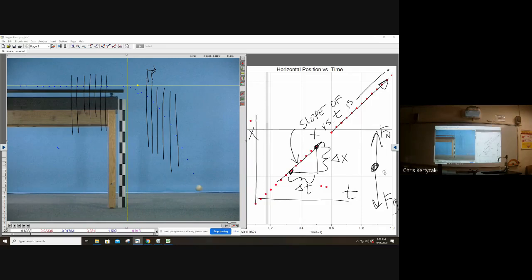So let's dive into that. How have the vertical forces that we've identified in our free body diagram on the right side of the screen affected its motion? Let's draw some lines in here just to kind of see. Every blue dot, I'm going to just draw a horizontal line through it.